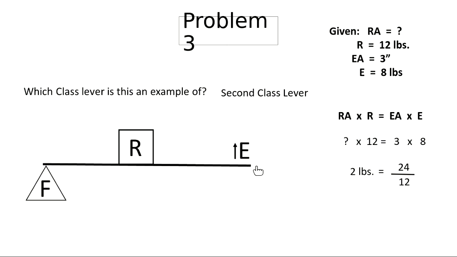Effort is 8 pounds. So you put the equation together. Resistance arm, you don't know, times resistance, 12, equals effort arm, 3, times effort, 8. So 24 divided by 12 is 2 inches. So I'm going to use 2 inches to lift that 12-pound resistance. That's why, again, wheelbarrows are so big in construction. But you can see all these lever systems in your body.